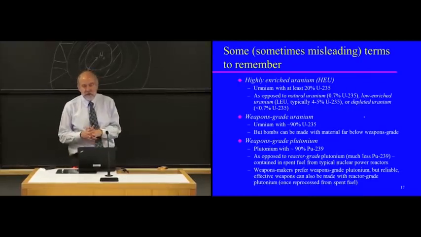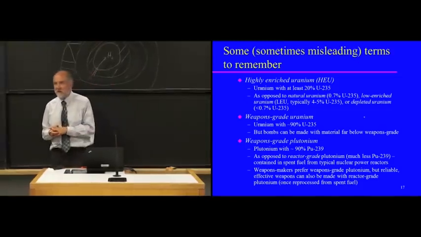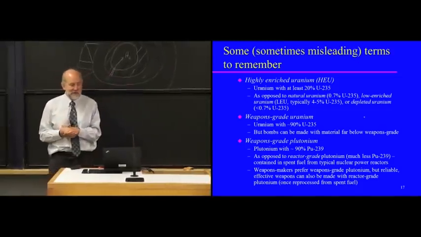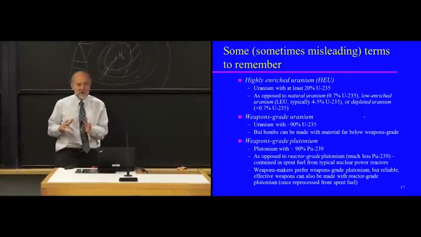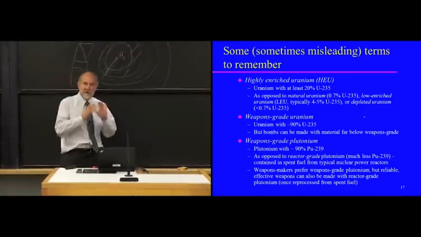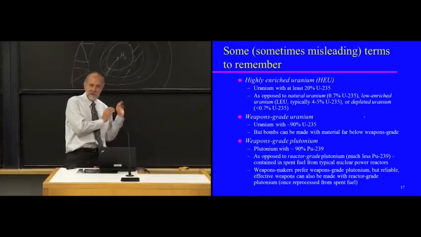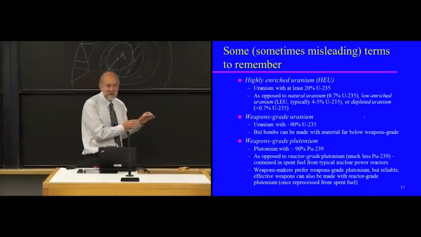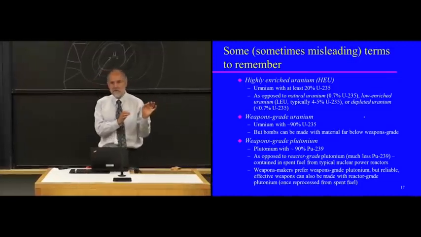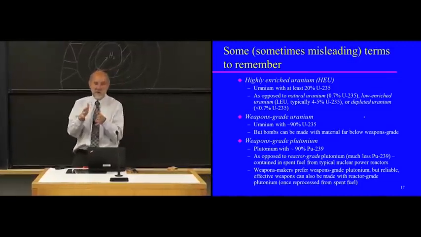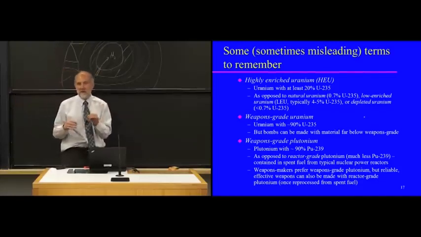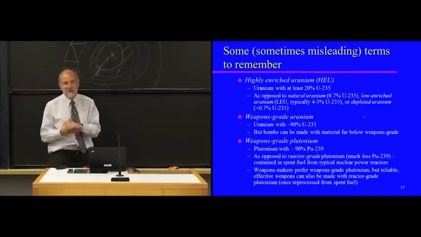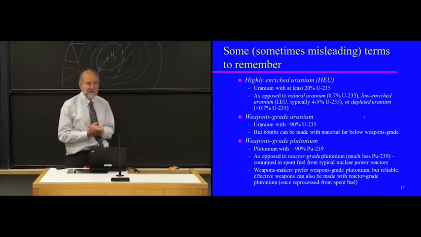All right. So, some somewhat misleading terms that you should nonetheless remember. First of all, highly enriched uranium, I mentioned, is 20% or more uranium-235. Natural uranium is what you dig up out of the ground. That's 0.7% uranium-235. Low enriched uranium is when it has more than 0.7% but less than 20%. Typically for a power reactor, you're talking somewhere in the range of 4 to 5% uranium-235.